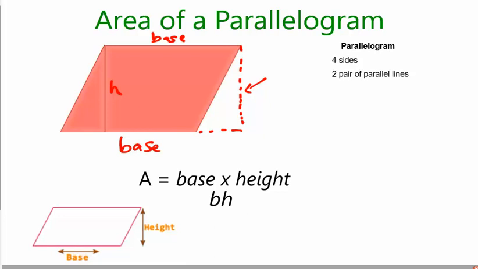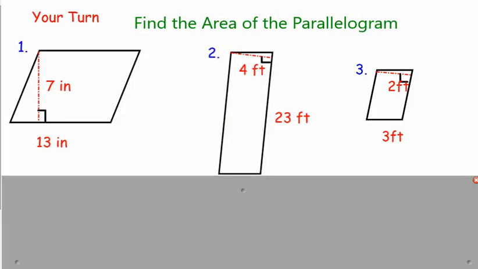All right, so let's do a couple of these. So this is just base times height. Okay, so if I look at this one, I've got my base and my height. So all I'm going to do is area. I should have written this on the first one. Area equals the base times the height equals 91. And look at my units, inches squared.